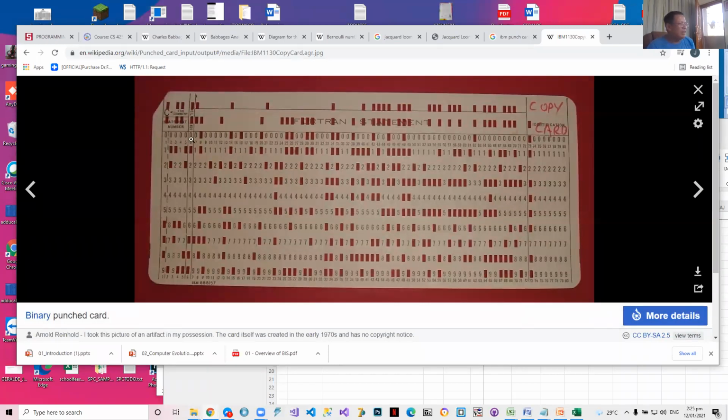Okay? So there are 80 columns here. No? 1, 2, 3, 4. So which means that it can store an 80-bit binary number. Okay. By the way, the main difference between EDVAC and ENIAC is EDVAC is binary. ENIAC is decimal. Kasi decimal ngayon kay Charles Babbage. So they have reinvented this and reconfigure this to be binary.